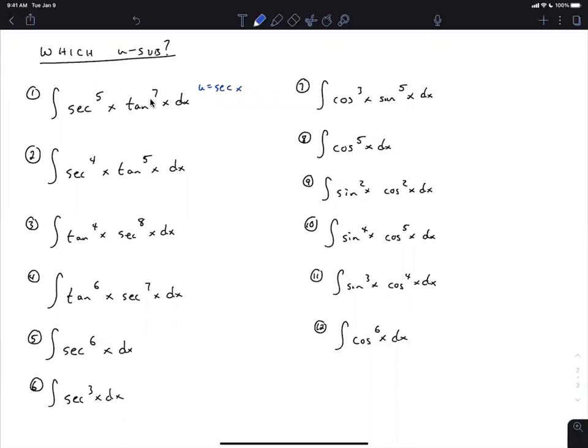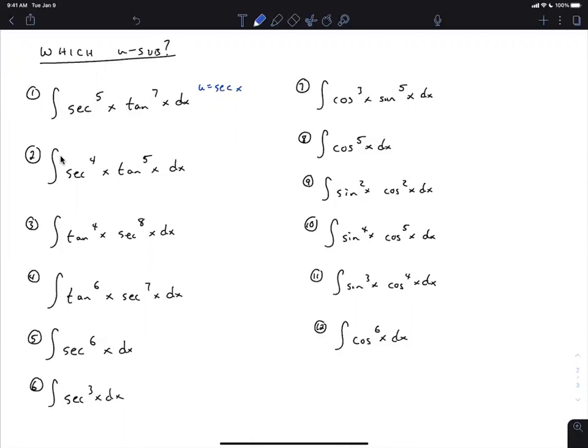Okay. If u is tangent, du is secant squared, so you're going to separate out 2 of those. That leaves 3 secants and 7 tangents. If u is tangent, we need secant to then have an even power. It doesn't, so that's not a good approach on this problem. So u should be tangent, and u equals secant does not work. Does everybody understand that thought process?